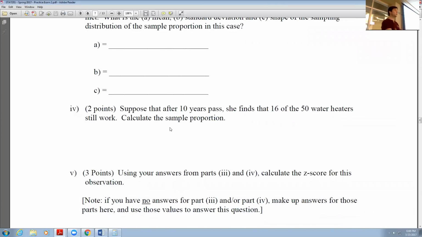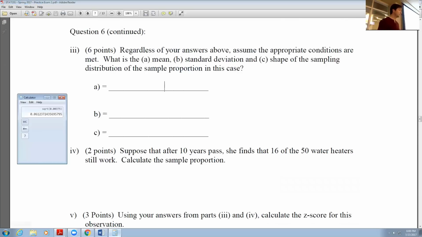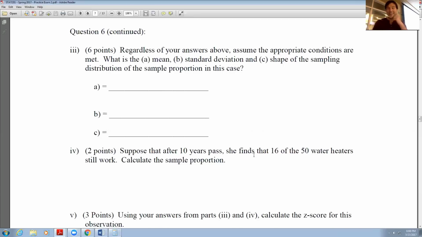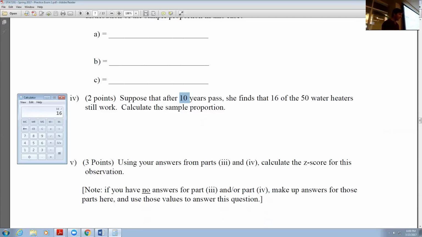Suppose that after 10 years pass, she finds that 16 of the 50 water heaters still work. Calculate the sample proportion. Can anyone tell me the sample proportion? The standard deviation? Yeah, that was the square root of P times Q over N. Great question. Not 32%. Wait, 16, you're right. I saw the 10. Nice job, Montana, 5 points. I got something wrong. I saw the 10 and my brain blanked and I thought 10 over 50. Montana is correct. This lady got lucky and 16 out of her 50 worked.